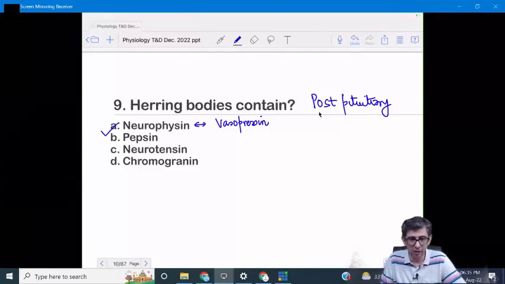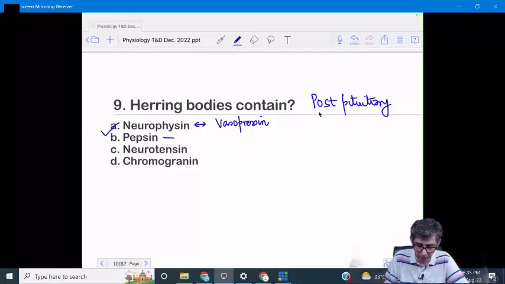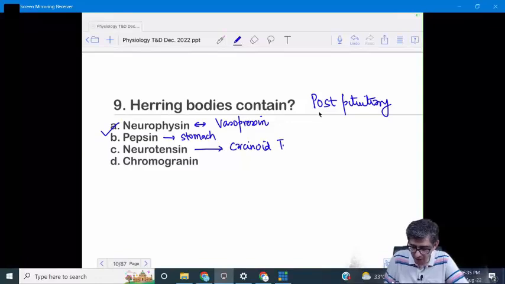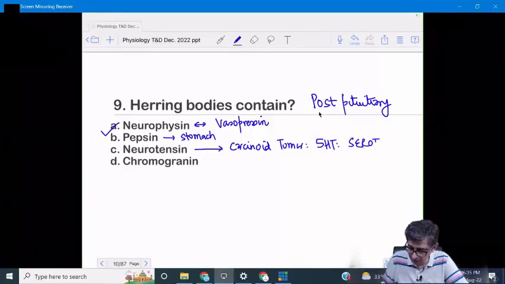बाकी पेप्सिन तो स्टमक में होगा. न्यूरोटेंसिन कहाँ पे पढ़ते हैं? तो न्यूरोटेंसिन is what you read with carcinoid tumor. Carcinoid tumor produces multiple 5-HT derivatives. These various 5-HT derivatives are like serotonin, histamine, and neurotensin.